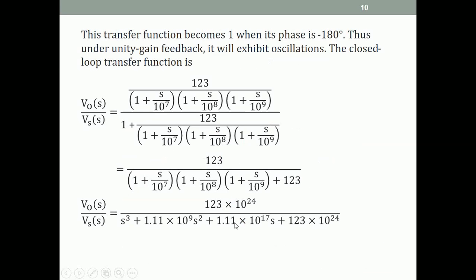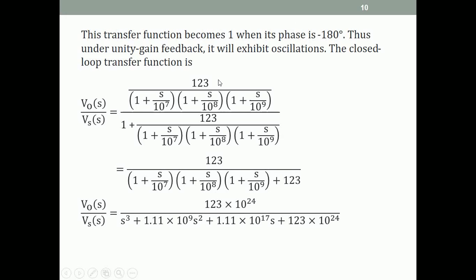Let us go through the mathematics of this. This is interesting, and this is not usually done. I have never seen this done, so I am doing this to get a feel for the numbers. Of course, because this satisfies the A equal to -1 condition at some frequency, under unity gain feedback it will exhibit oscillations. So let us find the closed loop transfer function and look at the transient response just to confirm this condition mathematically.